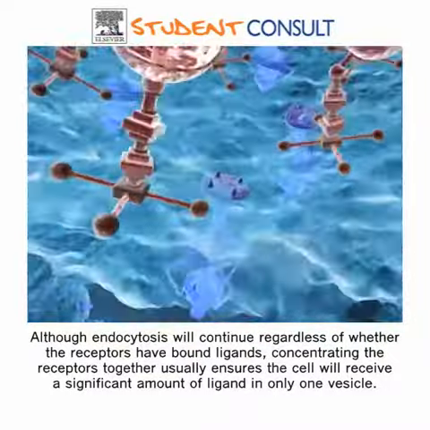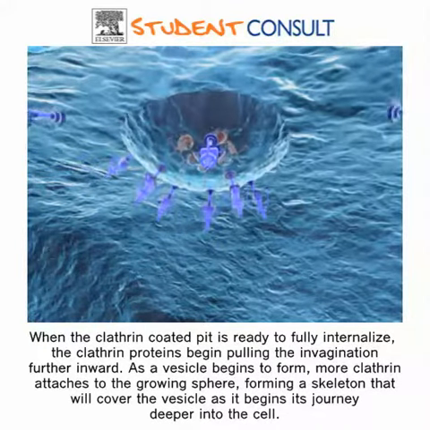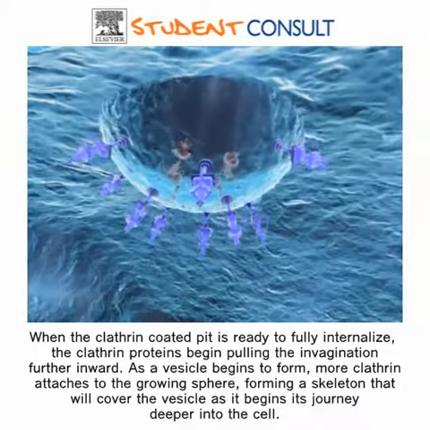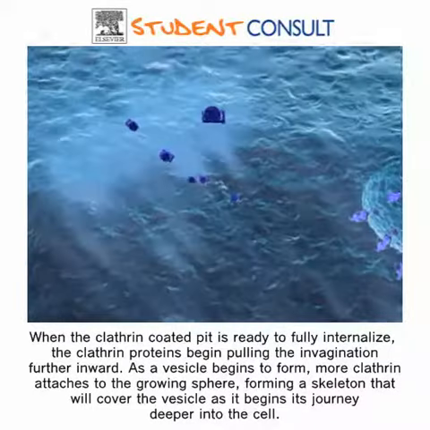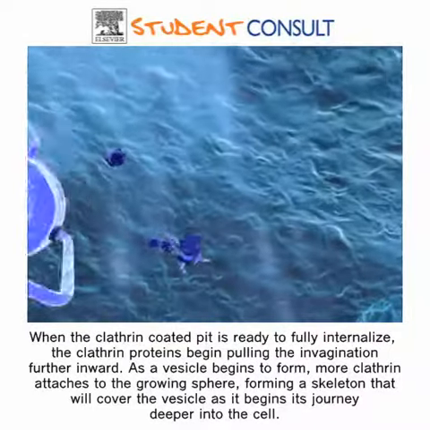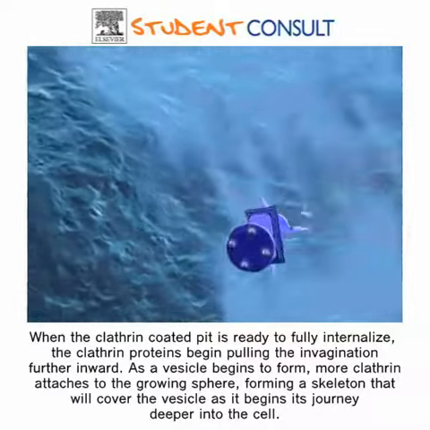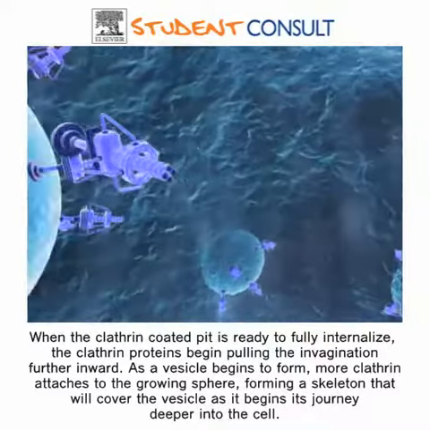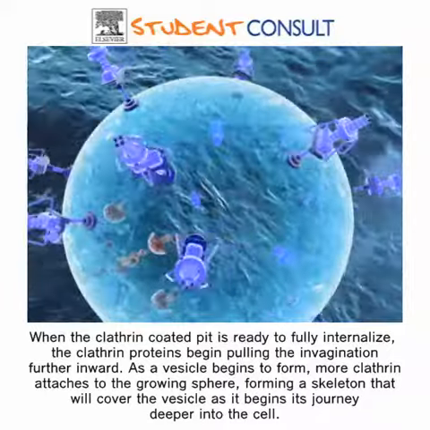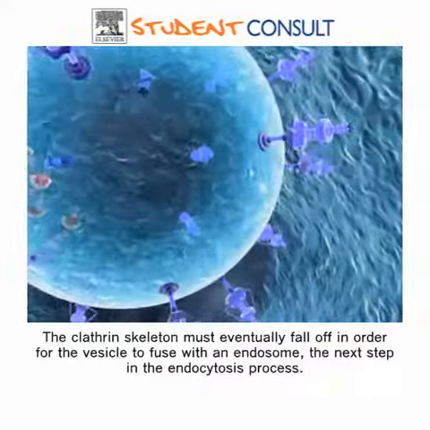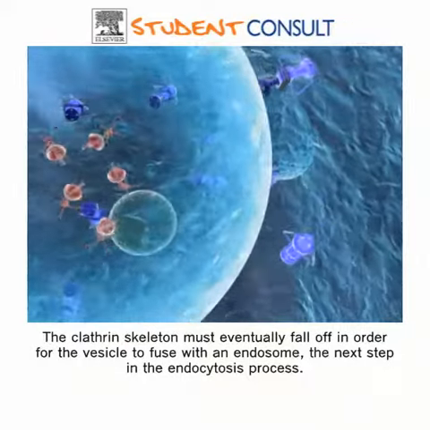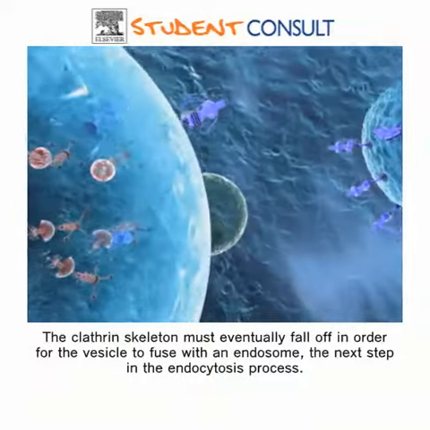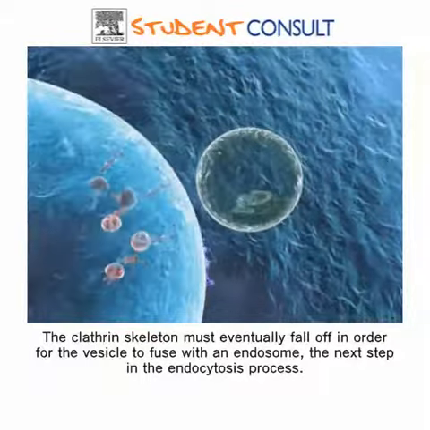When the clathrin-coated pit is ready to fully internalize, the clathrin proteins begin pulling the invagination further inward. As a vesicle begins to form, more clathrin attaches to the growing sphere, forming a skeleton that will cover the vesicle as it begins its journey deeper into the cell. The clathrin skeleton must eventually fall off in order for the vesicle to fuse with an endosome, the next step in the endocytosis process.